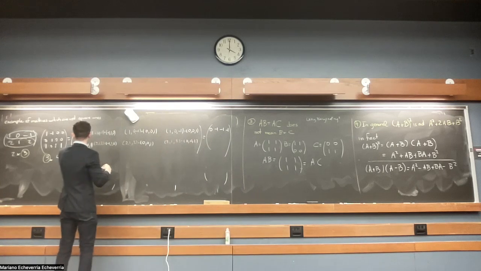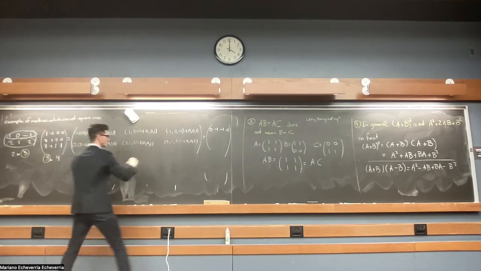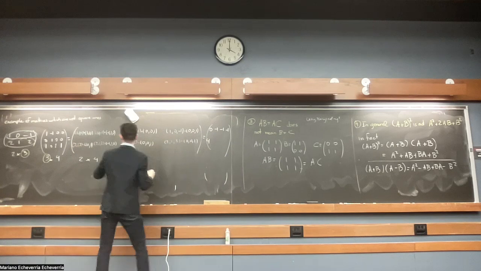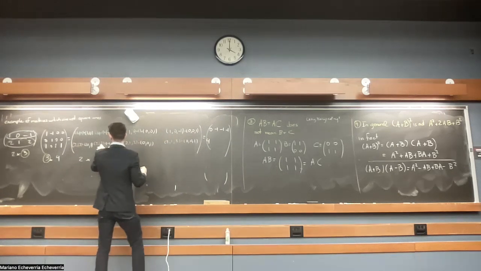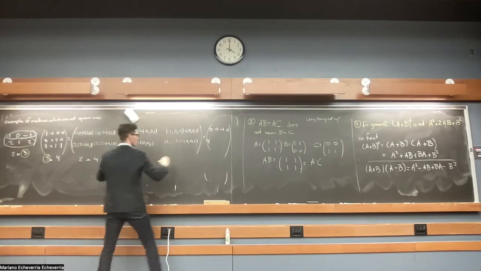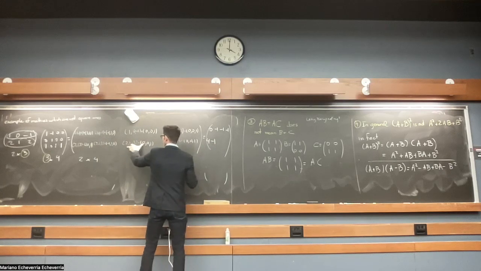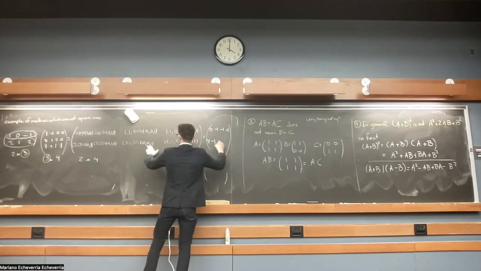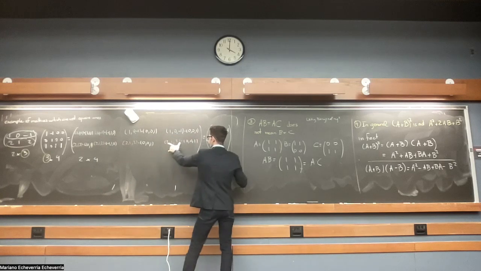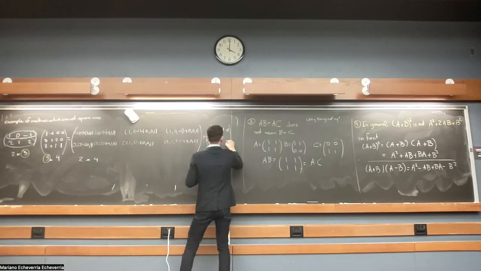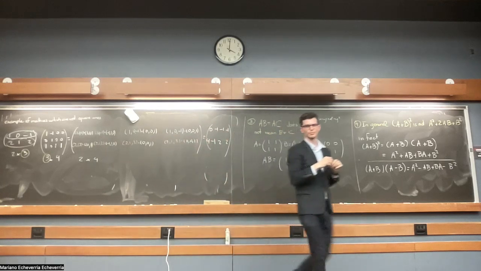And then when you do this one, you get 2 plus 2, which is 4. And when you do this one, you get negative 2 plus 1. Right, so you get negative 1. When you do the dot product, you get 2. And when you do this last dot product, you get 2 again. So hopefully this is what the matrix multiplication comes to.